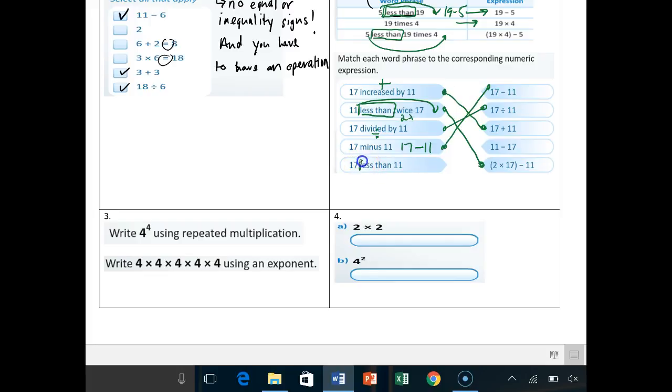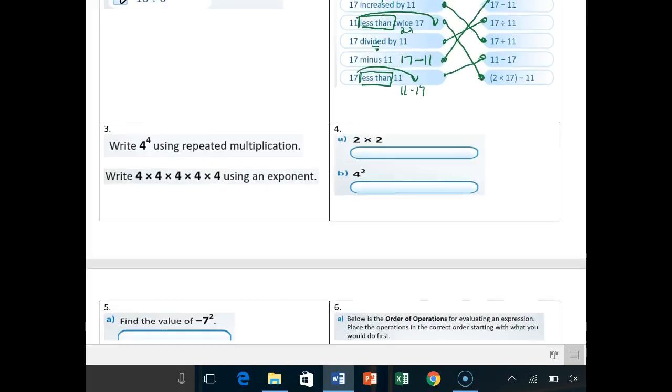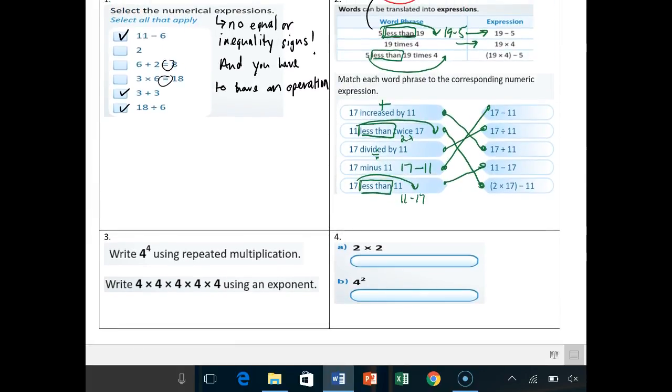17 less than 11, so it's really 11 minus 17, right? Because I have 11 of something and I want to take 17 from it. Okay? All right. I would do 3 and 4, and then that will be the end of part 1. So pause the video right now and try and do number 2 in BuzzMath.